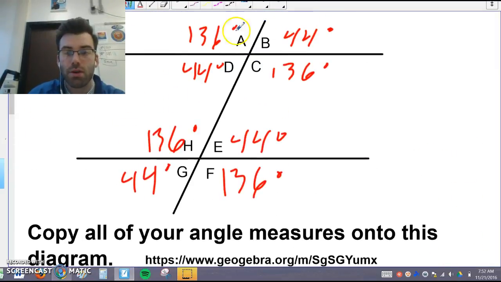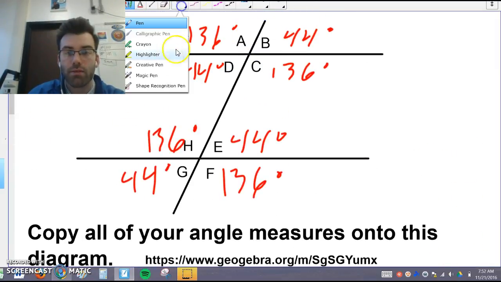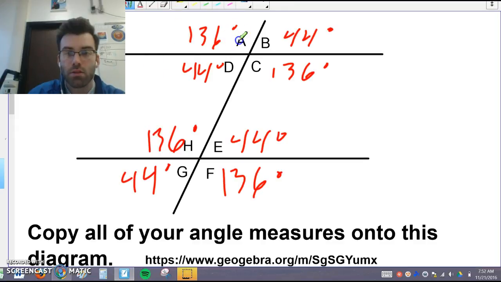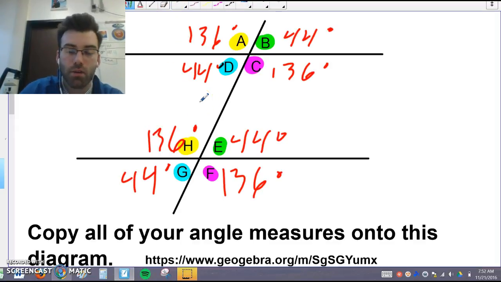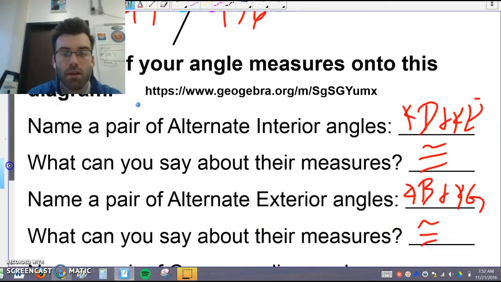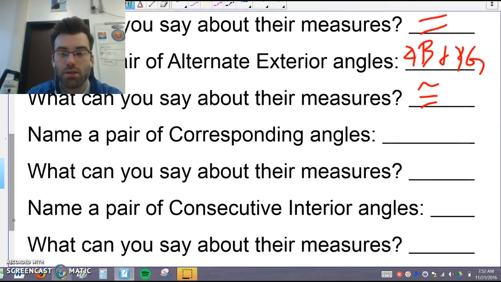For corresponding angles, remember, they have to lie in the same position. So A would correspond with H, B would correspond with E, D would correspond with G, and C would correspond with F. Any of those pairs would work. Just make sure you have one of the pairs: A and H, B and E, D and G, C and F. And what do you notice about their measures? The measures should be congruent as well.